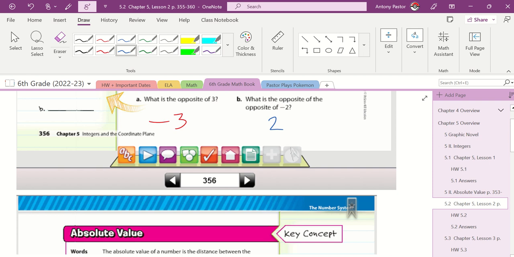So if it's positive, you turn it into a negative. If it's negative, you turn it into a positive. If the number is 0, the opposite of 0 is still 0. Since 0 is not negative nor positive, it is its own opposite.